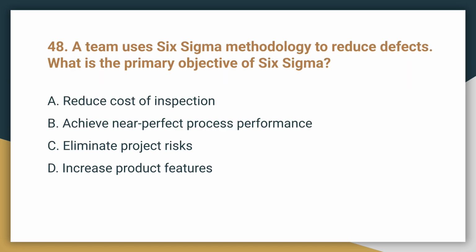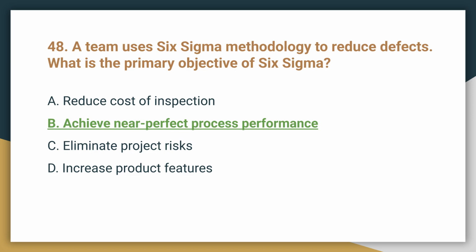Question 48. A team uses Six Sigma methodology to reduce defects. What is the primary objective of Six Sigma? The primary objective of Six Sigma is B. Achieve near-perfect process performance, aiming for just 3.4 defects per million opportunities.